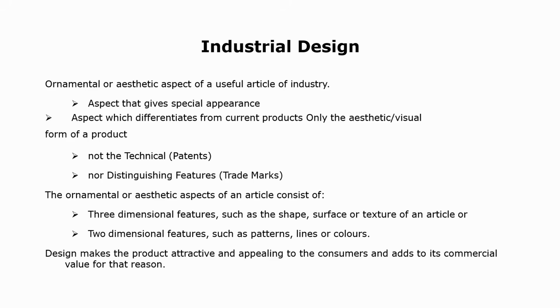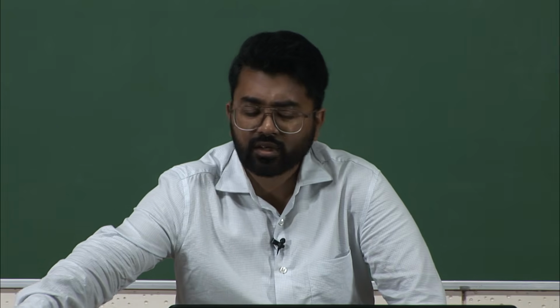So, trademarks could be possibilities of distinguishing other features. The ornamental or aesthetic aspects of an article consist of three-dimensional features such as the shape, surface, and texture of an article, and two-dimensional features such as patterns, lines or colors. These kinds of things come under design registrations, or industrial design. Design makes the product attractive and appealing to the customers and adds to its commercial value. So, many of these are placed as design registrations.